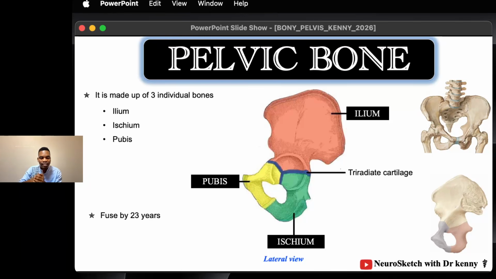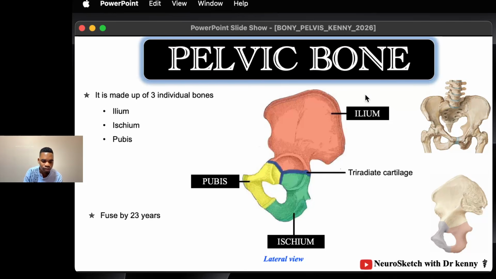So the hip joint is actually formed by the acetabulum, this bone socket, and the head of the femur. But within the acetabulum, three bones come together, and they're connected by a cartilage. This cartilage is called the triradiate cartilage, and it forms something like the Mercedes-Benz sign.